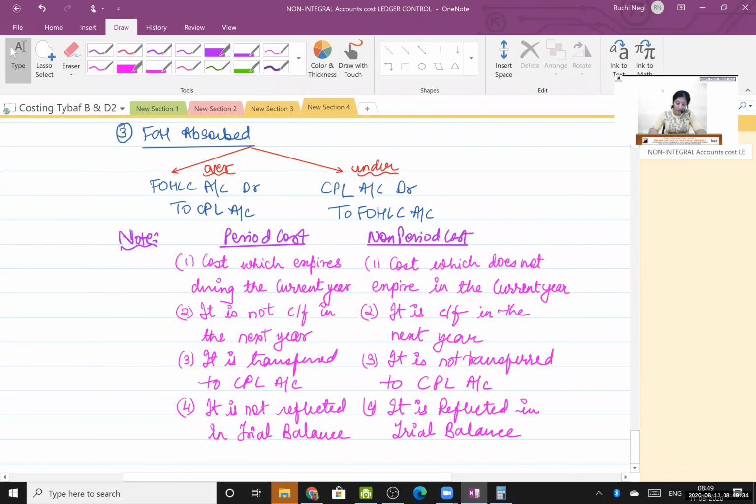So is this clear till here? Publish it in the chat box. Is it clear to everyone till here? Okay.